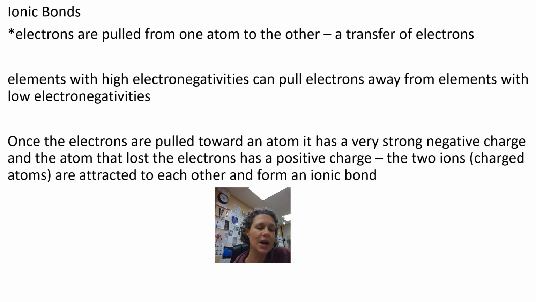Okay, now moving on, ionic bonds. These are when one atom takes electrons from the other atom. So you have transfer of electrons. Elements that have higher electronegativities take electrons from the elements with lower electronegativities. Once the electrons are taken, the atom that takes has a very strong negative charge because it has more electrons. The atom that has lost has a positive charge because it has lost those negative charges. And then you have a positive and a negative, and that's what actually holds them together. They are attracted because opposites attract. Positive is attracted to negative.